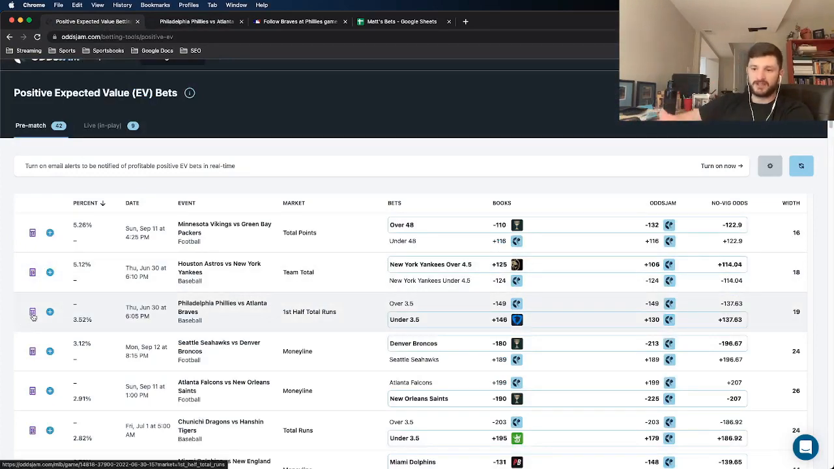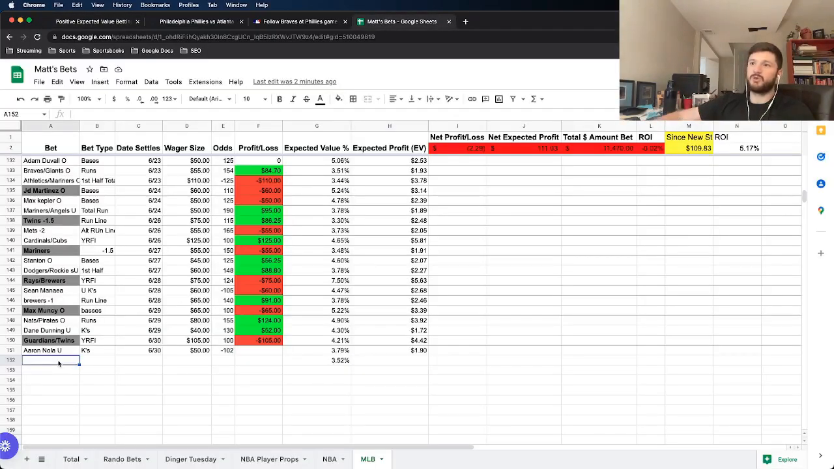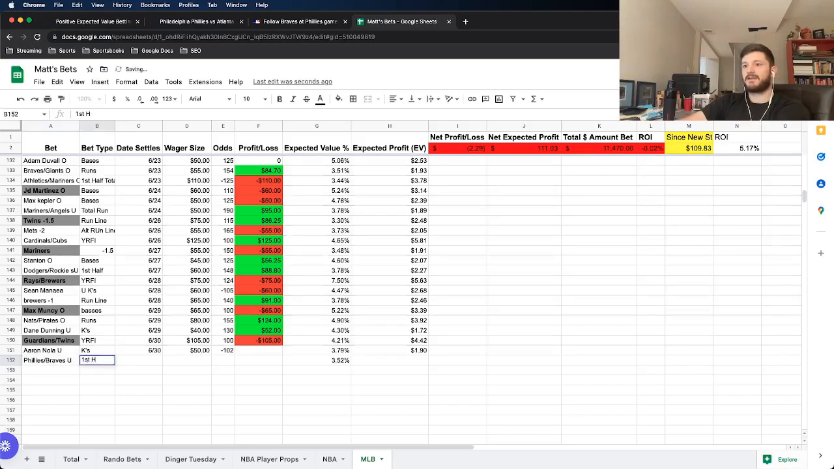So in terms of unit sizing, I just go off of this calculator, which has it as a 60% bet, or excuse me, a $60 bet, not 60%. 60% would be insane. It's about 2.5% of your bankroll if you are tailing this, which I recommend you do. That way we're good to go. So I'll go ahead and add this to my plays here. So it's Phillies, Braves, under first half. This is today. I'll just drag that down. So it's a $60 bet at +154 odds.